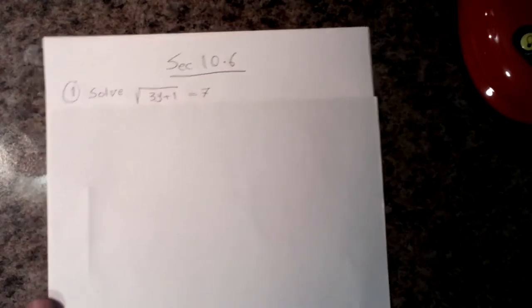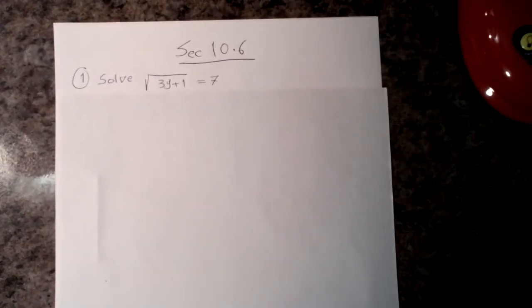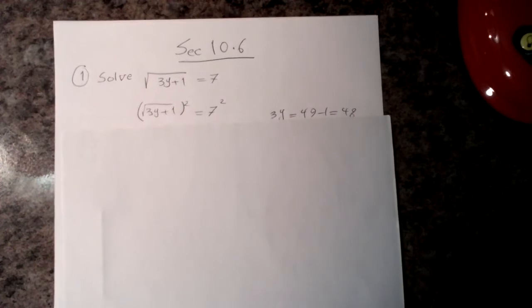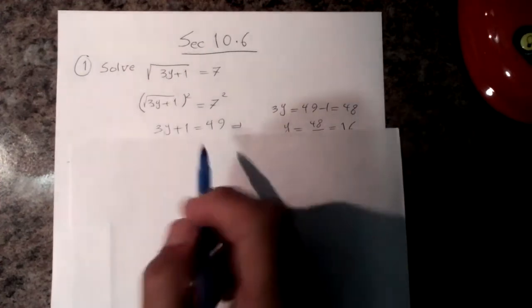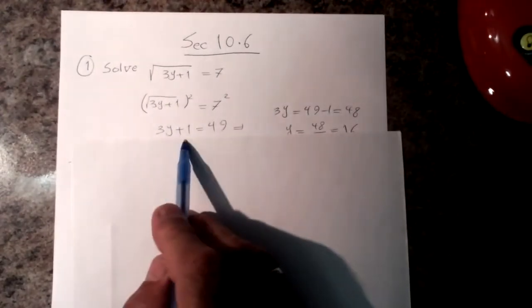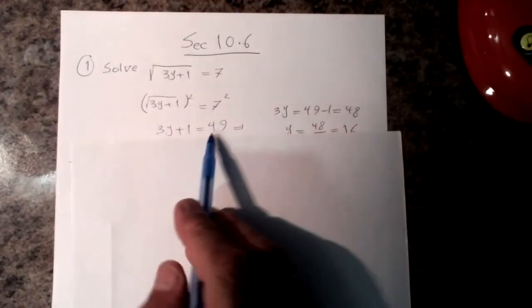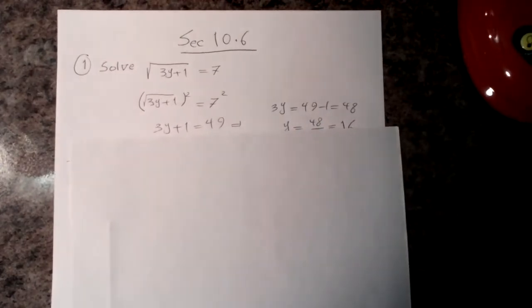Now, in this example, I have radical 3y plus 1 equal to 7. How would I solve that? Let me show you the solution. I raise both sides to the power of 2. When you raise both sides to the power of 2, the entire radical is removed. 3y plus 1 is released from the radical, and then you solve this equation. I'll show you how to solve it.